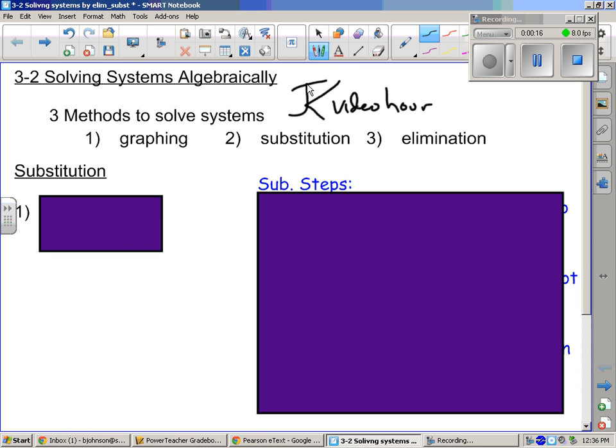Today is section 3.2, solving systems algebraically. Systems are when you have more than one equation together. We have three methods to solve them: graphing, substitution, and then elimination. We already did the graphing, so we're going to jump right to substitution.